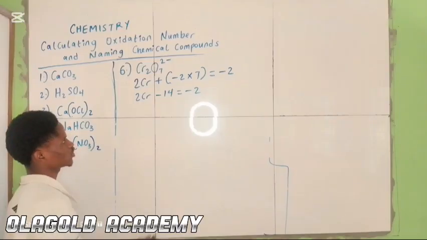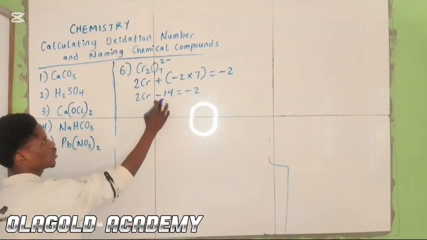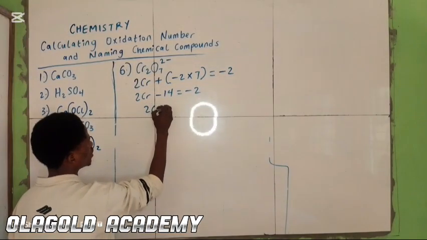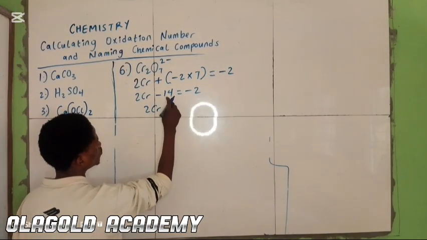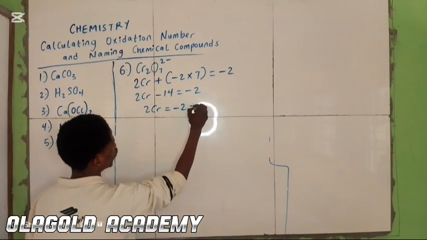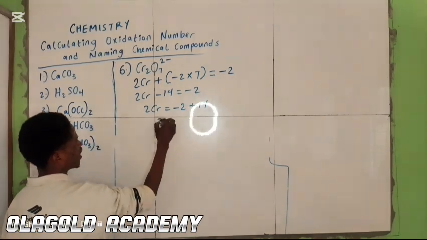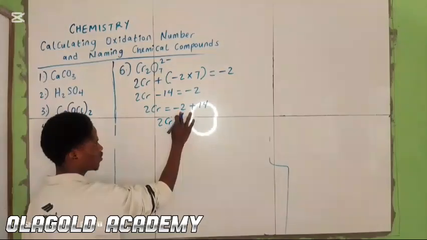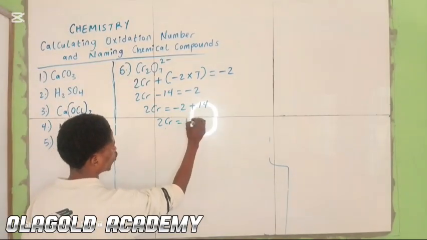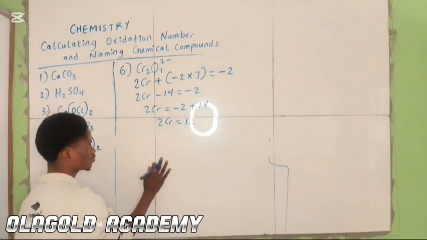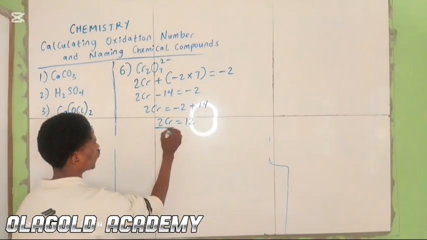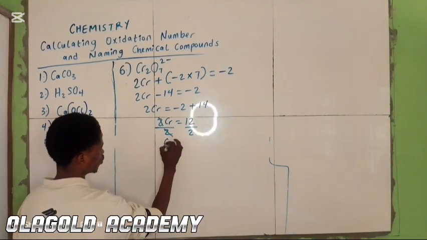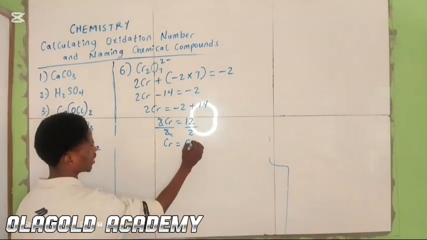My next task is to collect like terms. So I bring this -14 to this side. I have 2Cr equal to -2 plus 14, which gives +12. Our next task is to divide both sides by 2. 2 here 1, 2 here 1. My chromium is equal to 6. I have this.